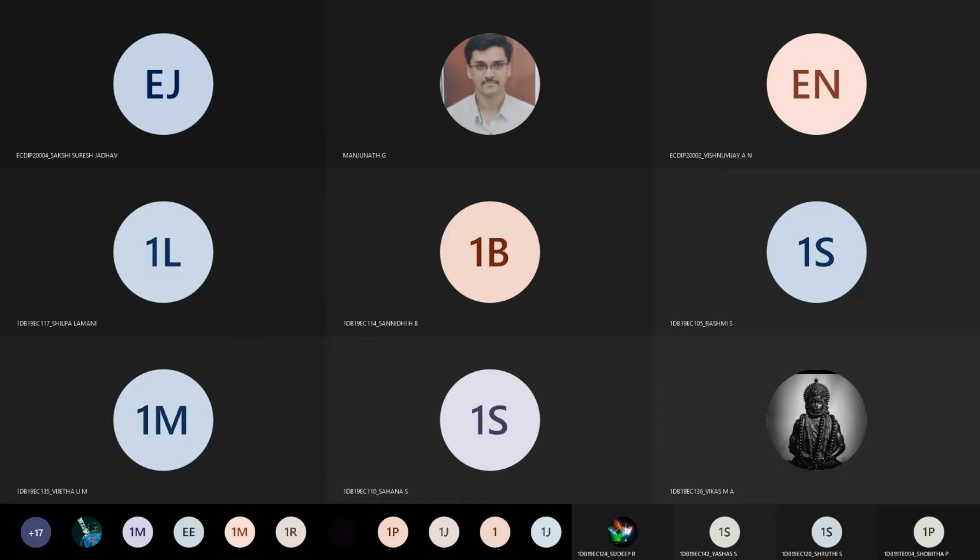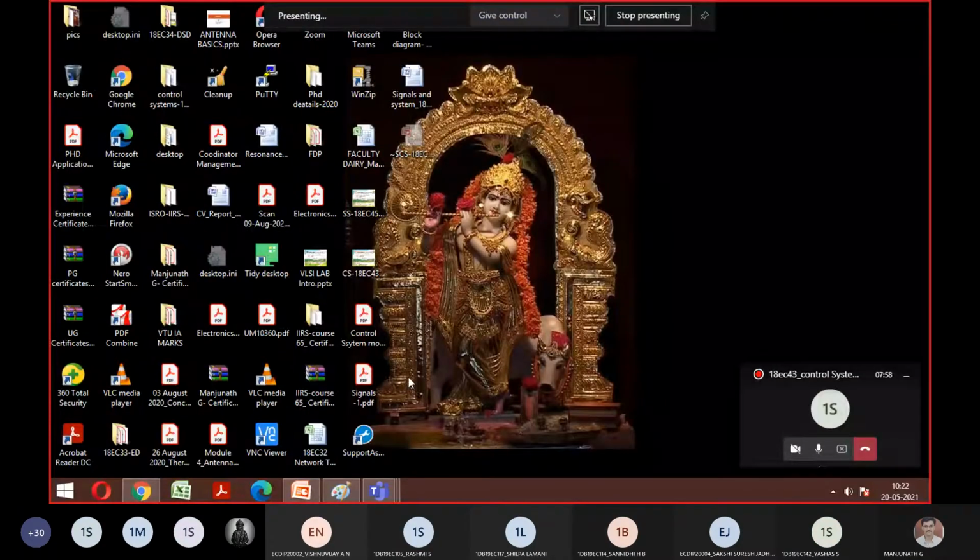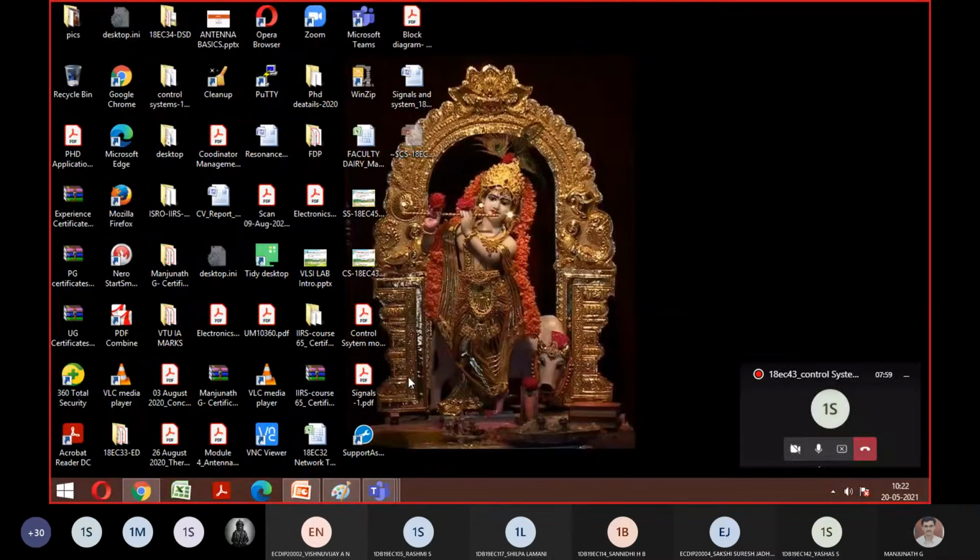Can anyone tell me what has happened in the last class? You started with signal flow graph. Signal flow graph. I think everyone got a clear picture of the difference between your block diagram and signal flow graph. Yes, sir.